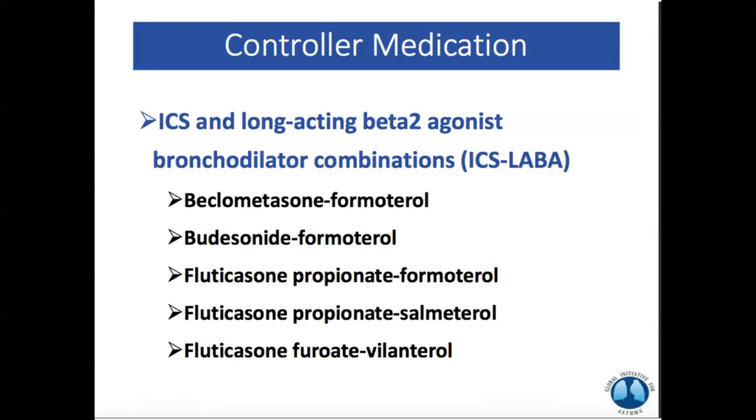Okay, and what are the long acting beta 2 agonists available? Formoterol, salmeterol. So the most important is formoterol. So budesonide formoterol combination and fluticasone salmeterol combination.